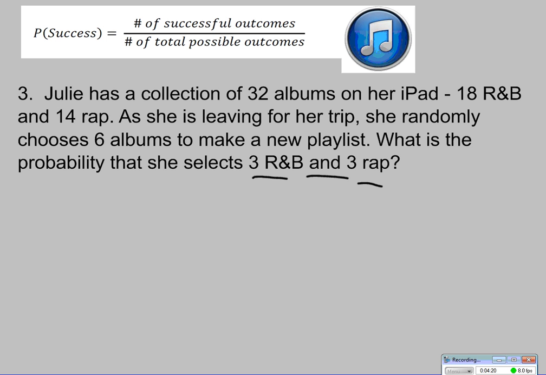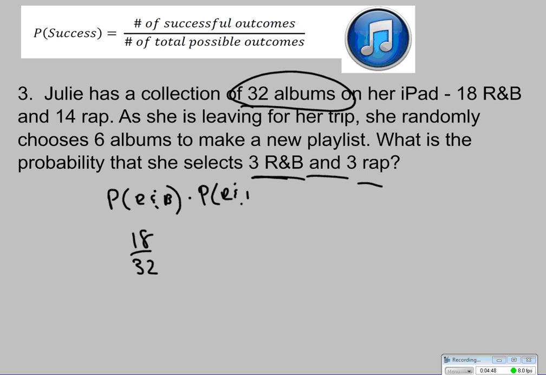So now there's a couple different ways you can do this, okay? Since I'm going to be multiplying, here's what I'm going to start with. So there are 32 albums total. What's the probability I select 3 R&B and 3 rap? So let's start with R&B. So the probability I pick R&B first is going to be 18 out of 32. Now the probability I pick R&B again. Well, I've already picked the first one, so that's going to be 17 out of 31. And the probability I pick R&B again is going to be 16 out of 30.